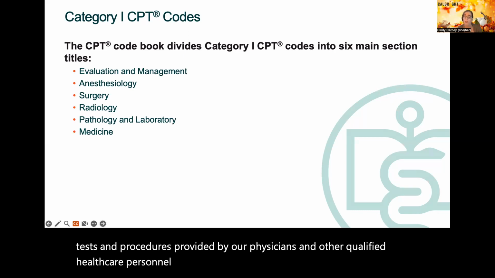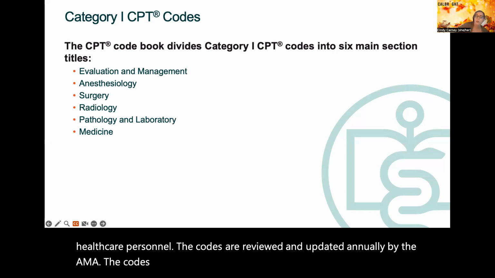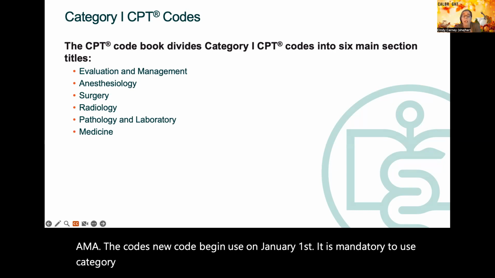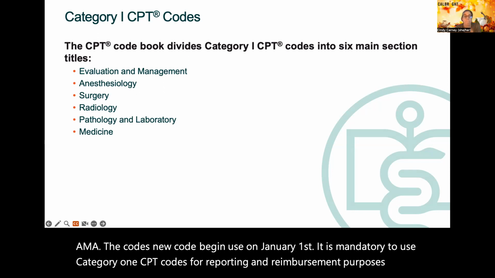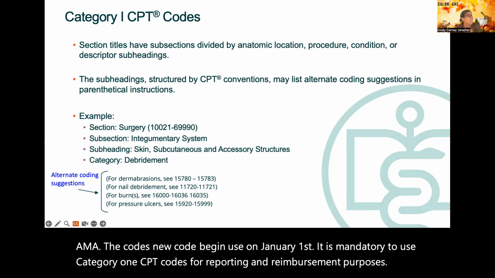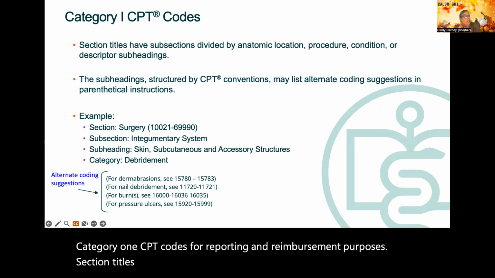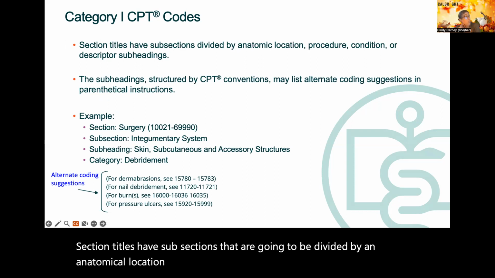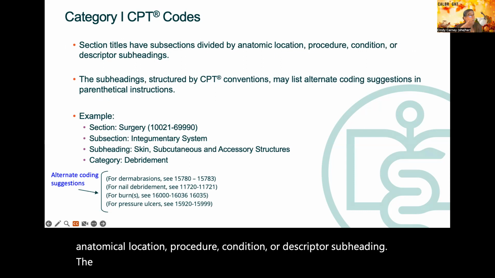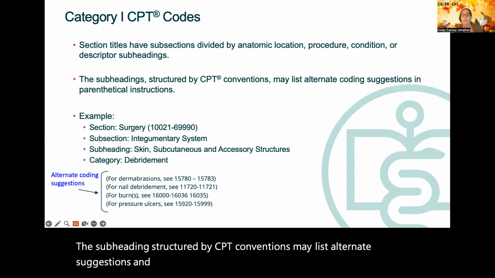The codes are reviewed and updated annually by the AMA. New codes begin use on January 1st. It is mandatory to use Category 1 CPT codes for reporting and reimbursement purposes. Section titles have subsections that are divided by an anatomical location, procedure, condition, or descriptor subheading. The subheadings structured by CPT conventions may list alternate suggestions and parenthetical instructions.